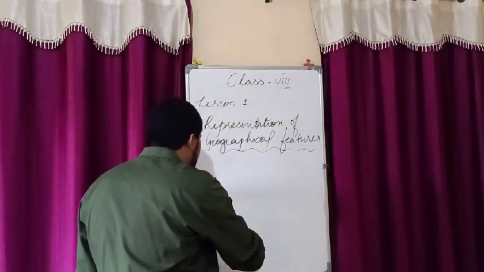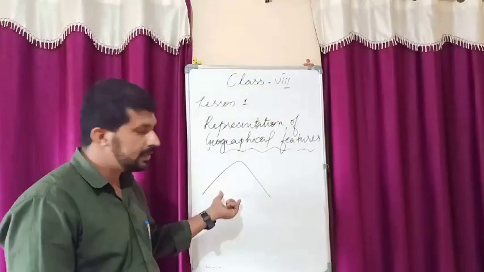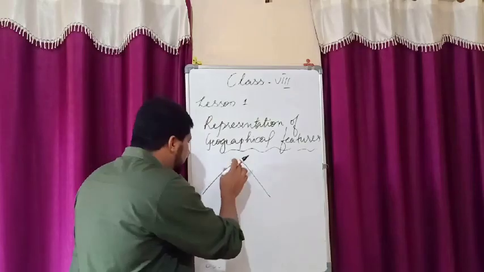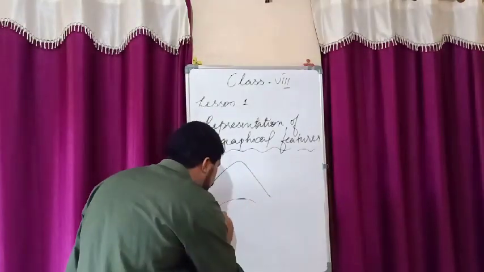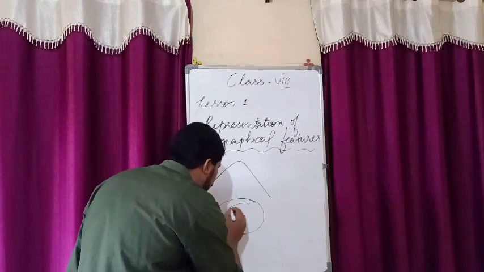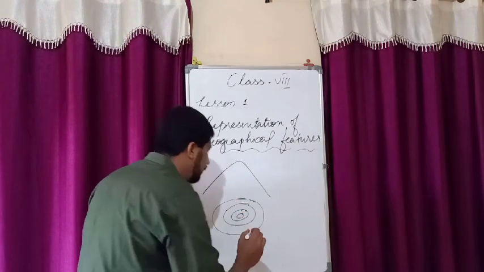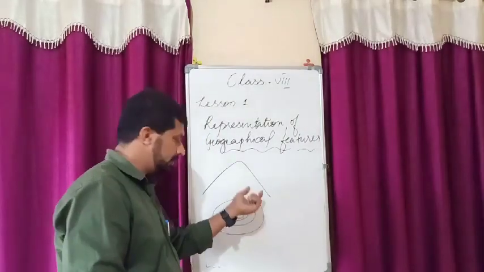Imagine a conical hill. How can we make this hill by using contour lines? See, it has gentle slopes on all sides. So contour lines will be created at the same distance from each other. It may have the same interval.